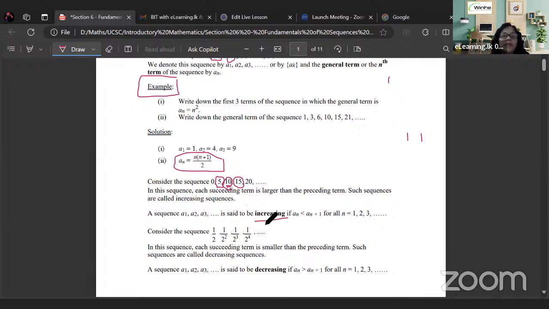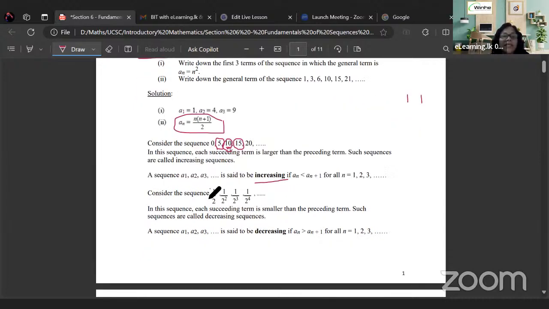Okay? If you consider this series, if you consider this one as the succeeding term, then half is the preceding. What is the larger one? 1 over half is the larger one, 1 over 4.